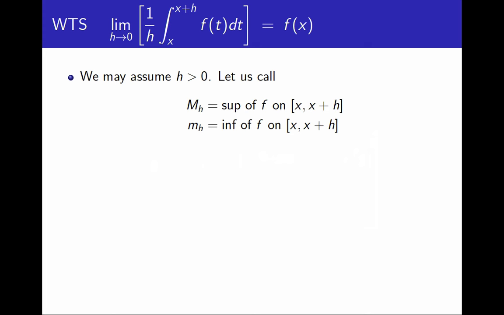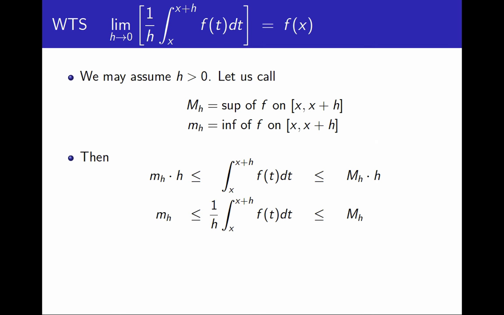So I'm going to give names to this supremum and infimum. I'm going to call big M sub h the supremum of the function between x and x plus h, and little m sub h the infimum. And then I can say that the green area, the integral from x to x plus h, is at most big M sub h times h, and at least little m sub h times h. Or, if I divide by h, the function whose limit I'm trying to compute is sandwiched between little m sub h and big M sub h. And now we're getting close.